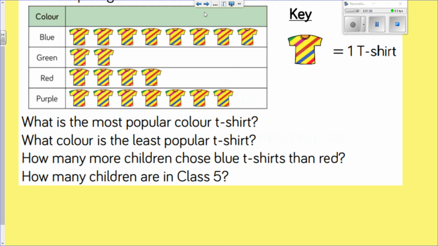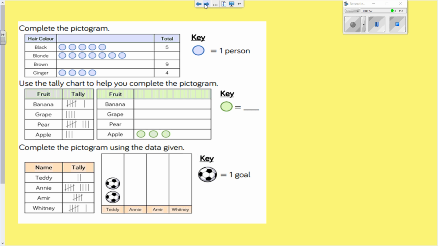So let's have a look at another example of a pictogram. Pictograms are any pictures that show a set of data. Having a look at this pictogram on the screen now, you can see a circle is one person. And we've got 5 circles here, 1, 2, 3, 4, 5, 6, 7 here. And 9 here, but we've got that missing. So we could draw in our 9 circles.